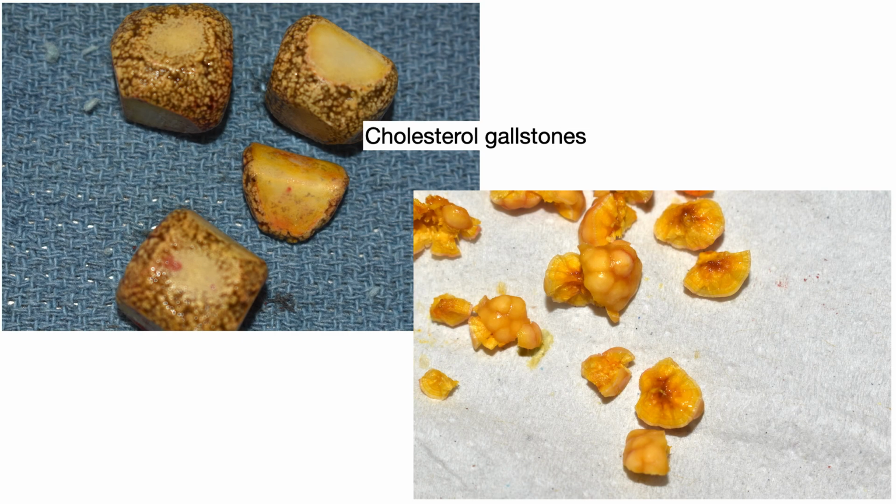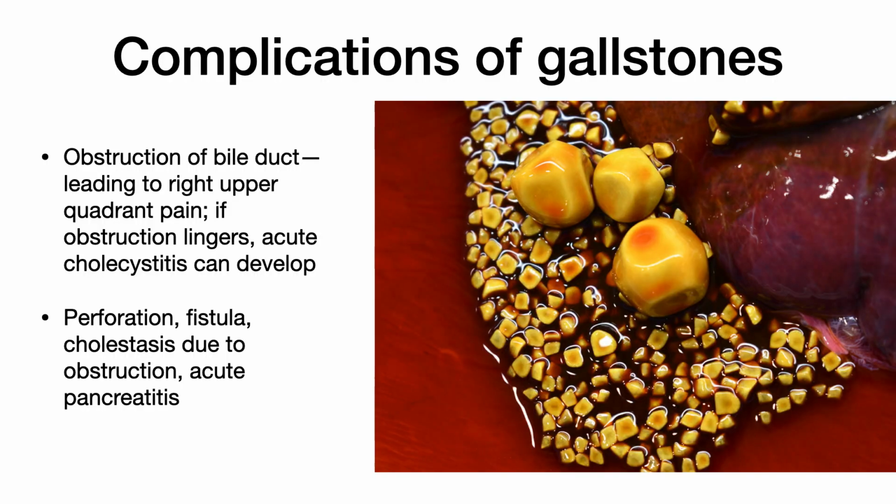So pigment stones are firm and they really don't crush very easily. Whereas at the top left are cholesterol stones. The bottom right, you see that brown stuff in the center? That's where I've actually broken them. So with a cholesterol stone, you can actually take it between your fingers and crush it. Whereas with pigment stones, they're more solid. I mean, you could crush them if you really wanted to, but the cholesterol stones crush pretty easy. So complications of gallstones, they can obstruct the bile duct.